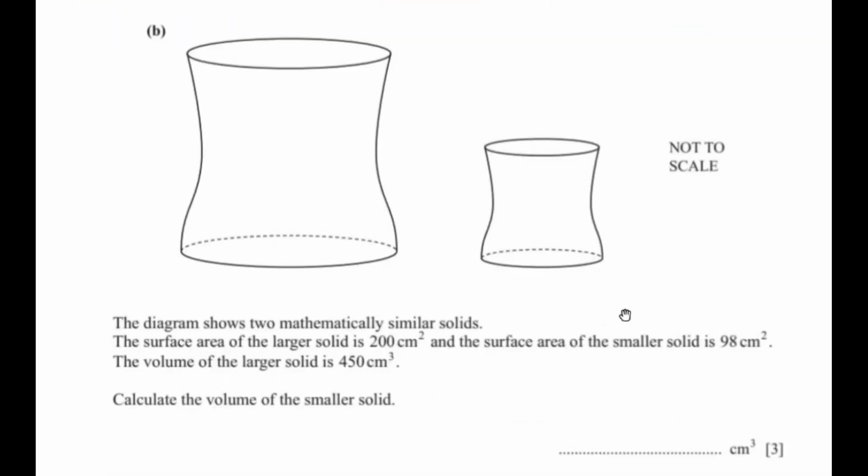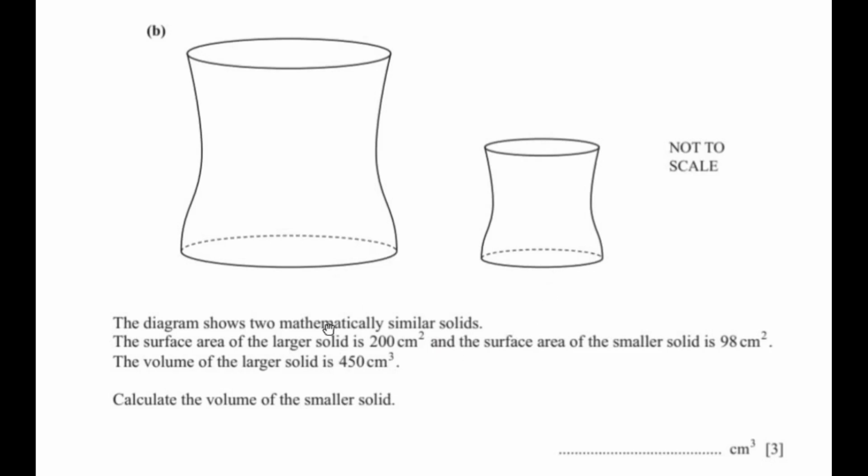Now this is the last sub question. The diagram shows two mathematically similar solids. The surface area of the larger solid is 200 centimeters square and the surface area of the smaller solid is 98 centimeters square. The volume of the larger solid is 450 cubic centimeter. Calculate the volume of the smaller solid.